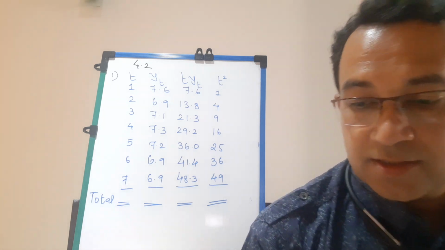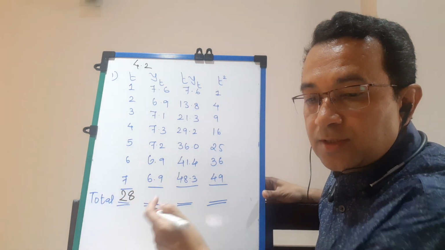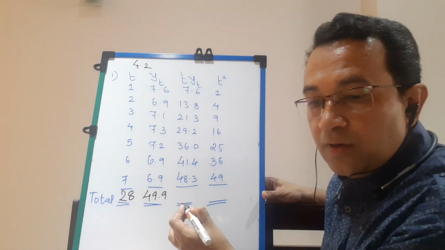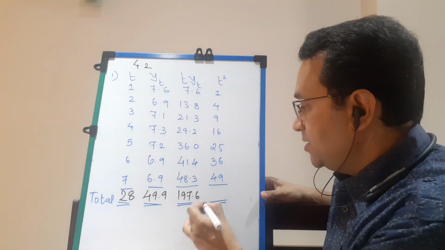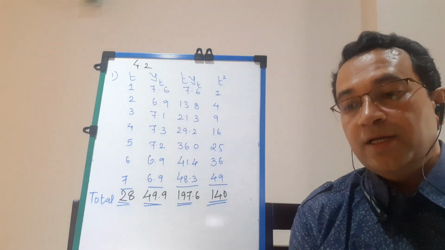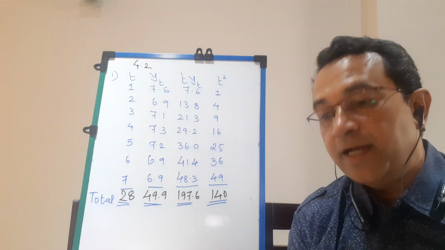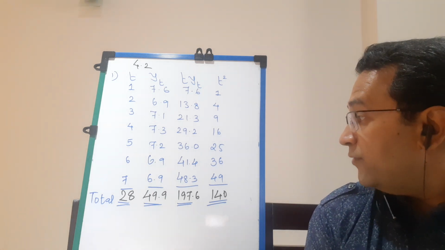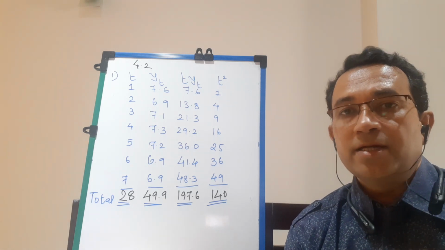Now if I total this, this total is 28, then this total is 49.9, then total of ty is 197.6, and this total is 140, students. So these are the required totals: 28, 49.9, 197.6 and 140. Now students, I have to erase this table because I don't have more space to write, but you can easily understand this.